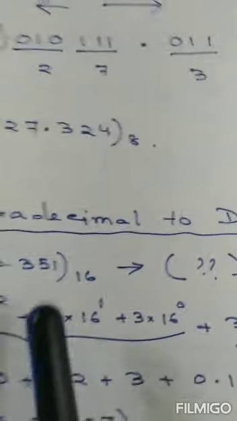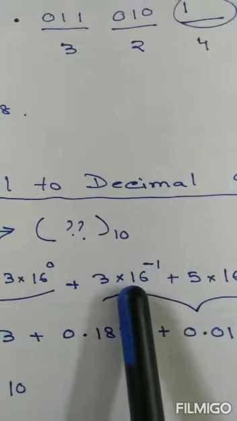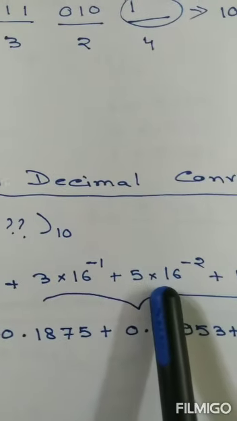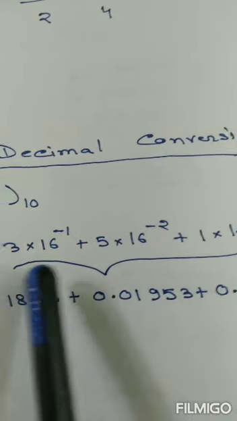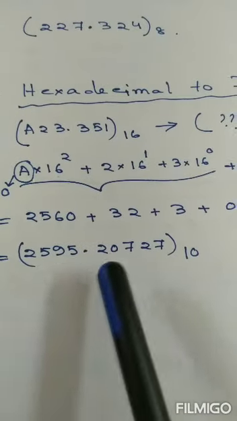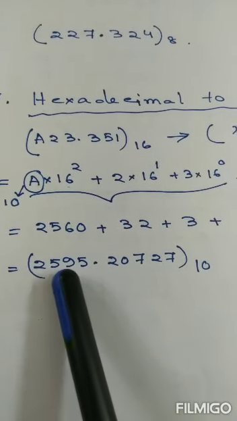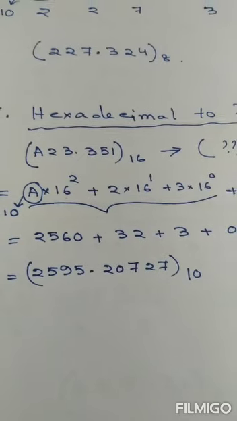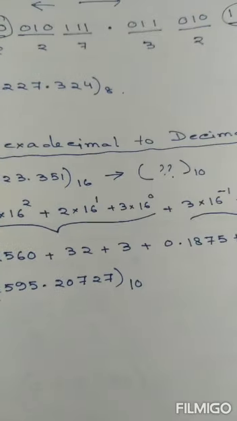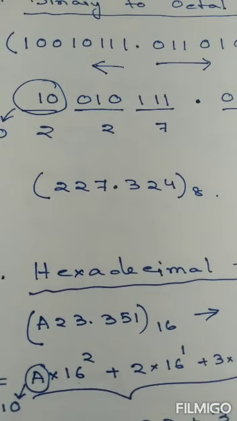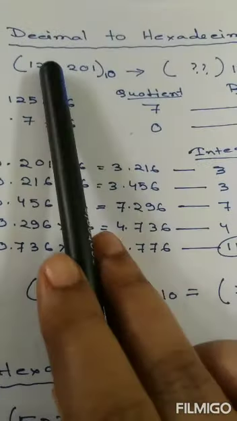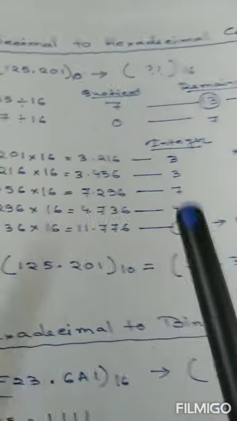And for the fraction part, 3 into 16 to the power minus 1 plus 5 into 16 to the power minus 2 plus 1 into 16 to the power minus 3. This is the fraction part. And after adding the values, we will get the total value, 2595.20727. This is the decimal number of this hexadecimal. Okay. Now the next, that is decimal to hexadecimal.